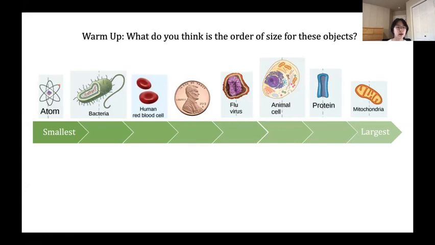So you have an atom, you have a bacteria, you have a human red blood cell, a penny, a flu virus, an animal cell, a protein, and a mitochondria. So I don't want you to Google anything. I just want you, based on your own knowledge, to put them in the order from what you think is the smallest to the largest. And I will give you about 5 minutes to do that.